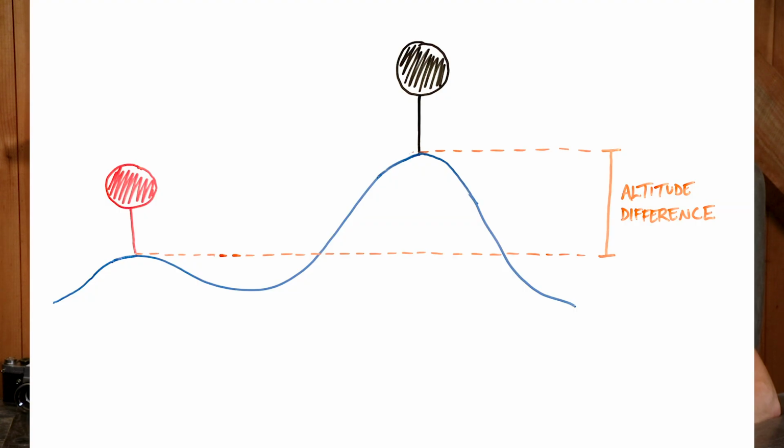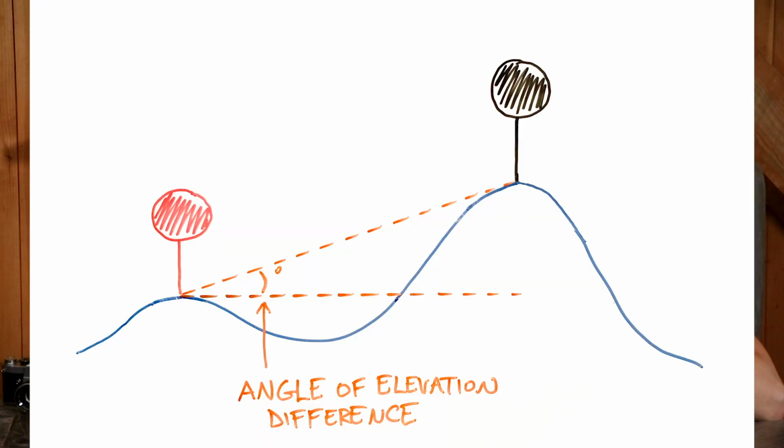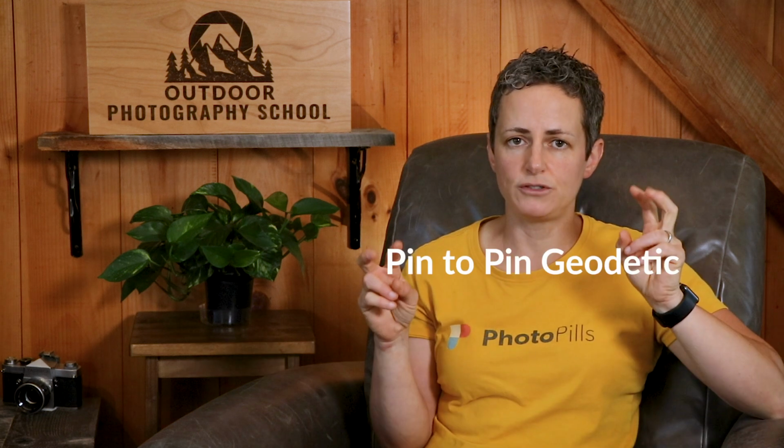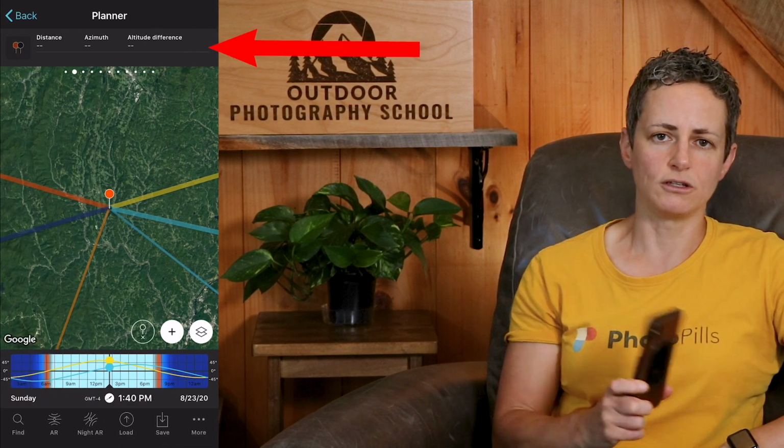It will tell you the altitude difference between the 2 pins as measured in meters or feet. And it will also tell you the relative angle of elevation between the 2 pins measured in degrees of elevation. And all of this information is provided in the second panel of the top bar of the planner called the pin-to-pin geodetic info panel. So let's hop into the PhotoPills planner and look at it now.